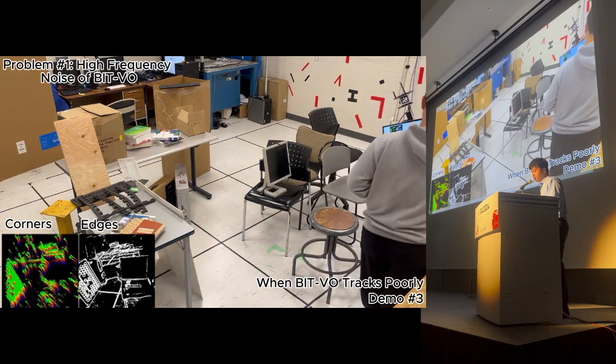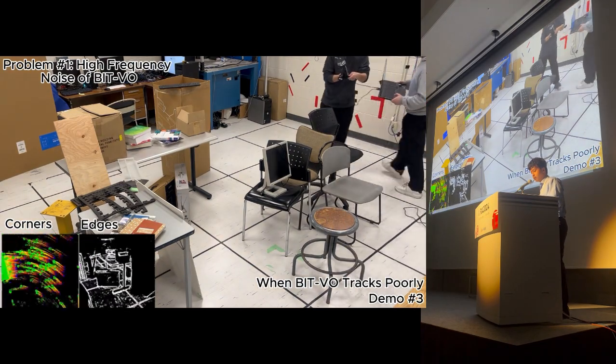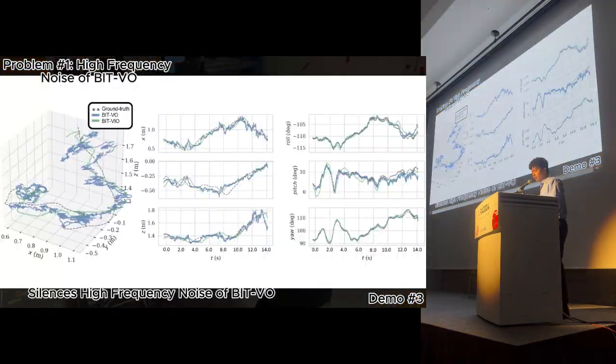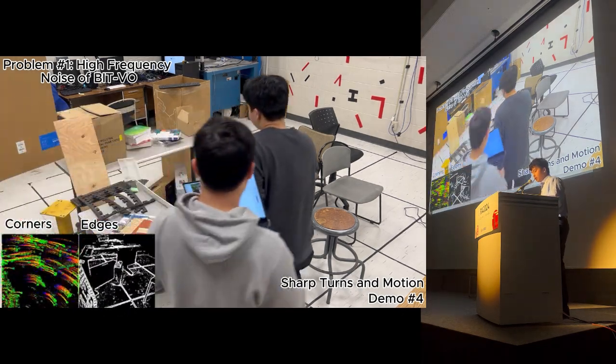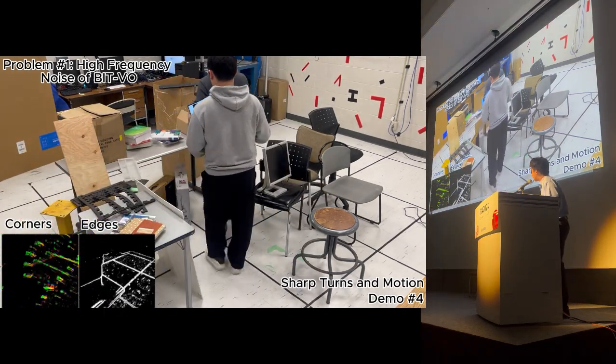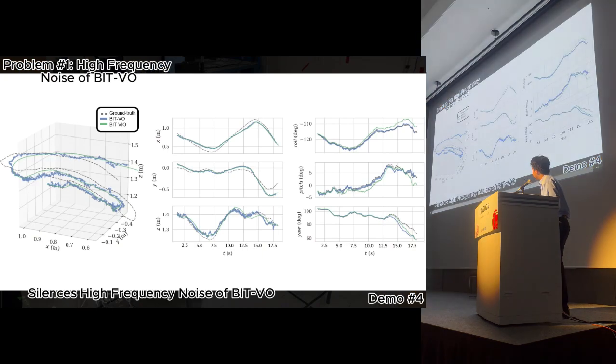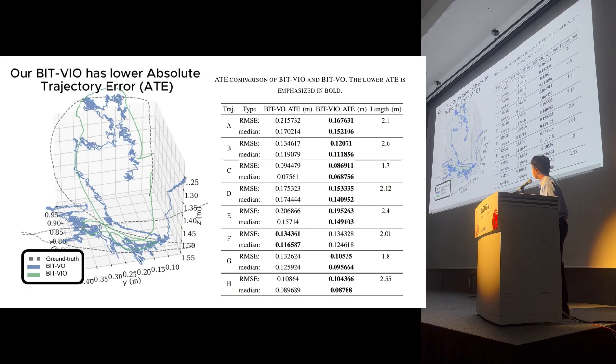You can see here perhaps when the calibration is poor for BIT-VIO, so when we track it very poorly, you can see there's high frequency noise in the previous BIT-VIO in blue, but in green we track more robustly to ground truth than the previous work. And as well, we also do sharp turns and motions. This is me and my colleague. And you can see here very simply again, it's closer to ground truth, silencing that high frequency noise of BIT-VIO, closer to ground truth.